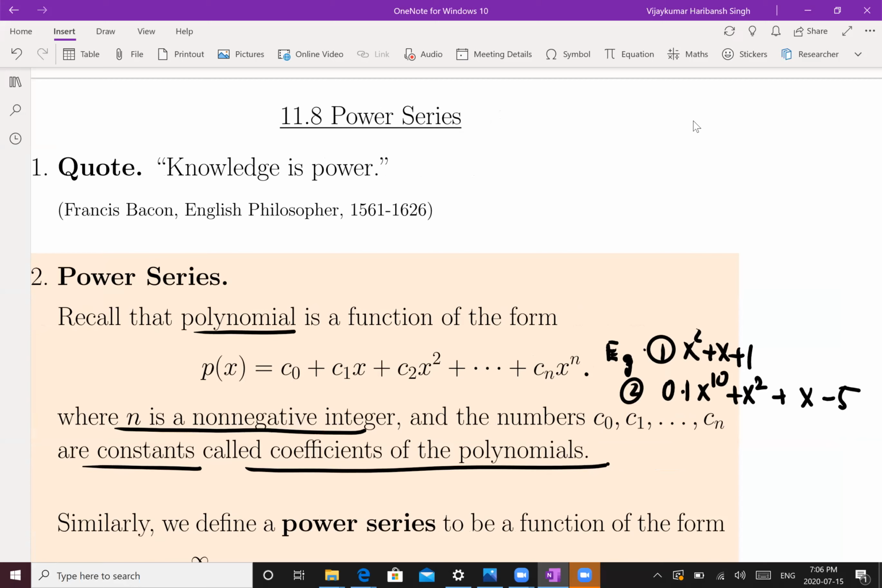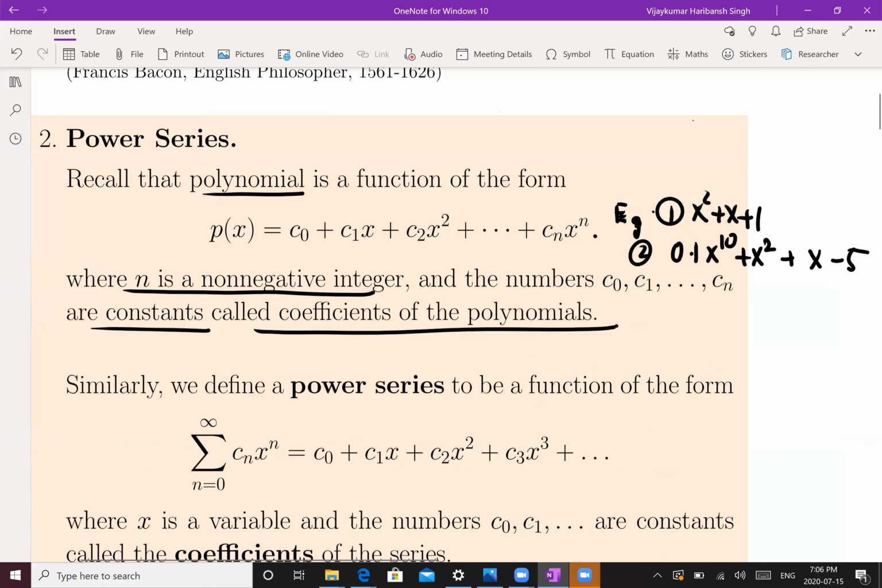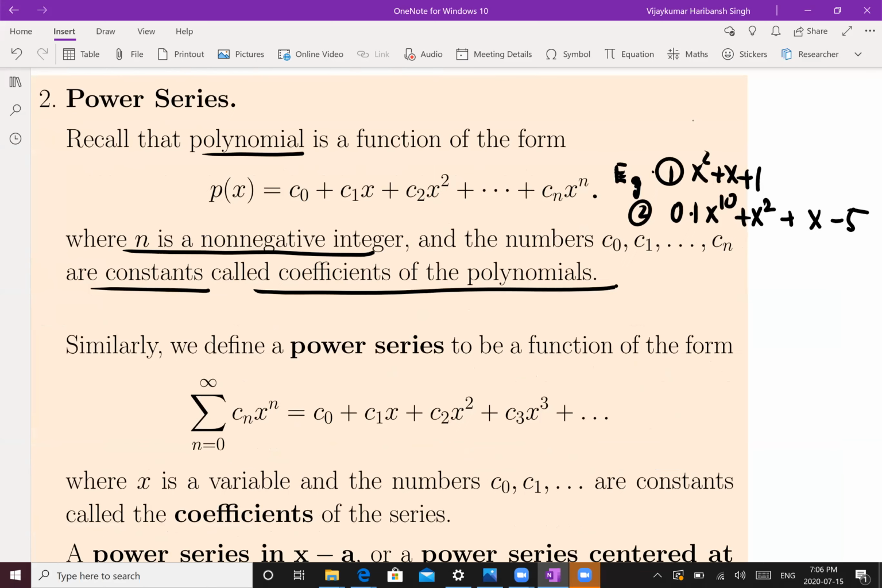Okay. Now, power series are a generalization of polynomials in one sense. Instead of stopping at some Cn, you keep on adding terms: C0 plus C1x plus C2x squared plus C3x cubed and so on. Keep on going forever, then this object is defined to be a power series.